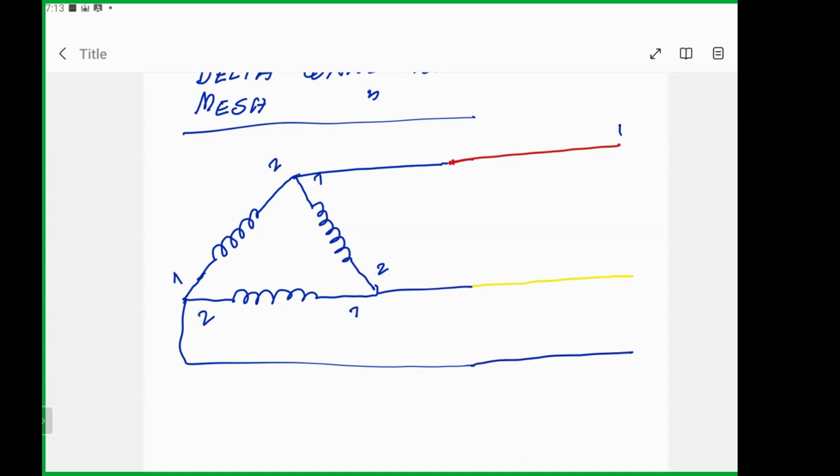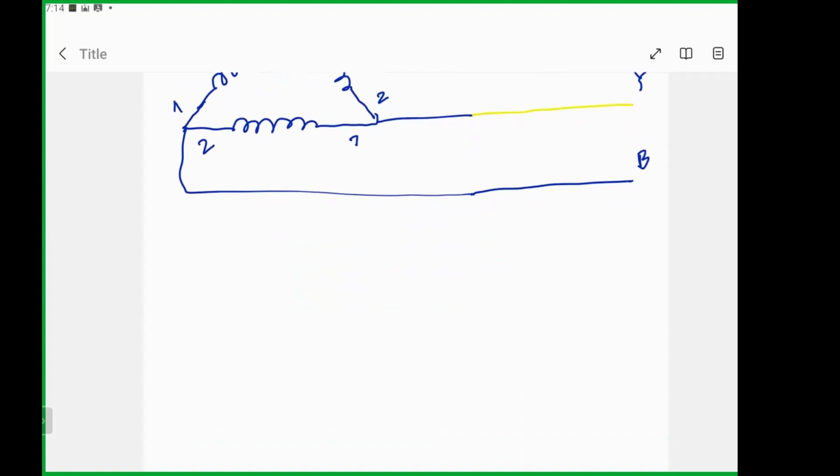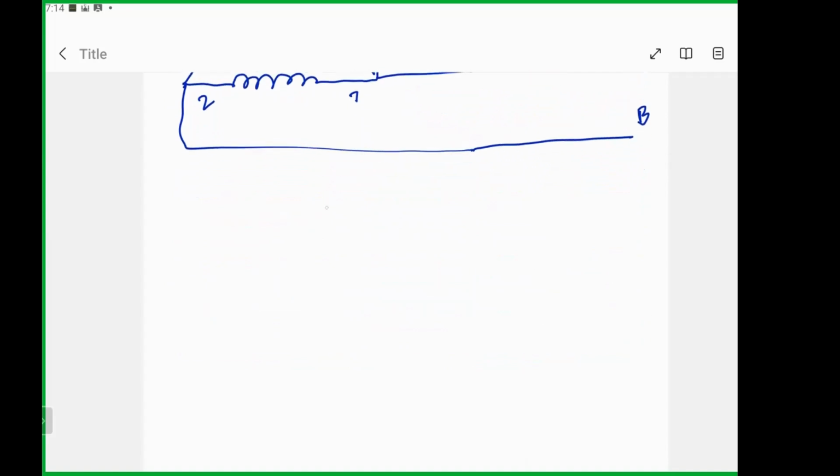Okay, so this is R, Y, B. Now, what are the different voltages and currents in this configuration? I can quickly see it. In practice, you will find these three coils can be arranged like this one, as I have shown you.